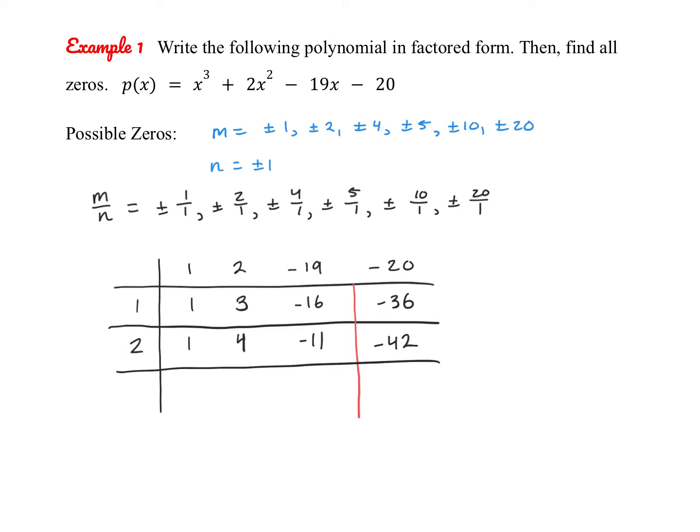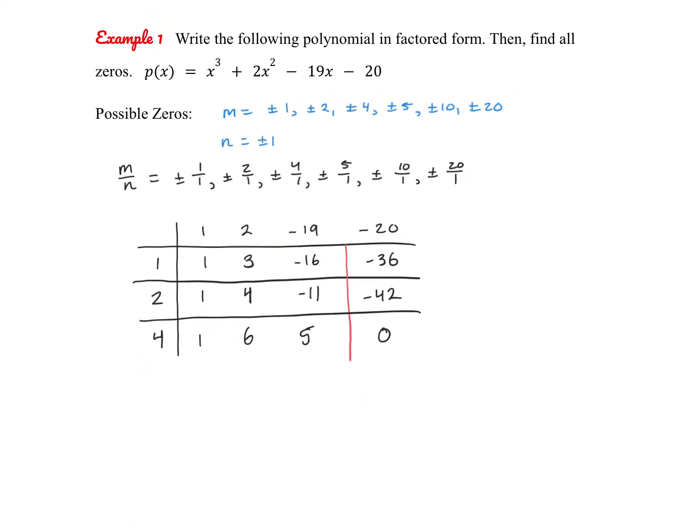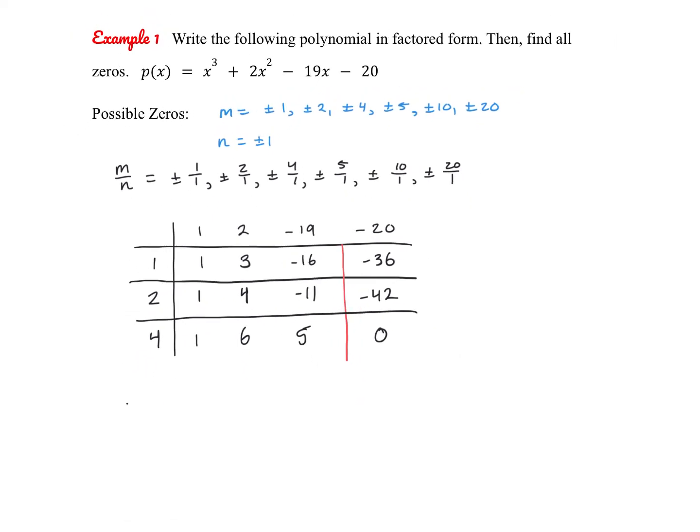Let's try positive 4. You drop down your first number and you get 1. 4 times 1 plus 2 is 6. 4 times 6 plus negative 19 is 5. And then 4 times 5 is 20, plus negative 20 is 0. So we have found a zero that works because the remainder is 0. That means that our first factor is x minus 4.